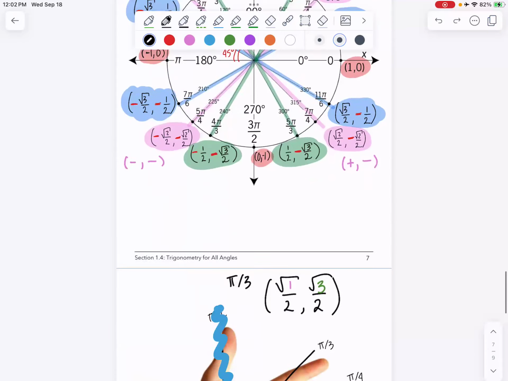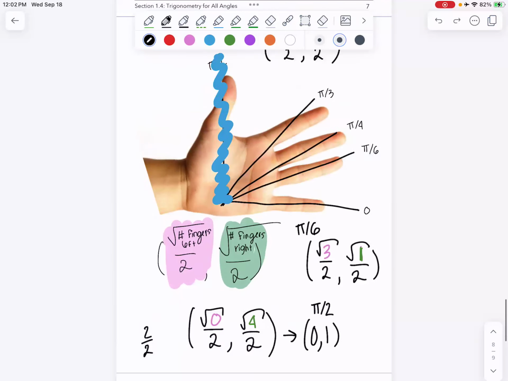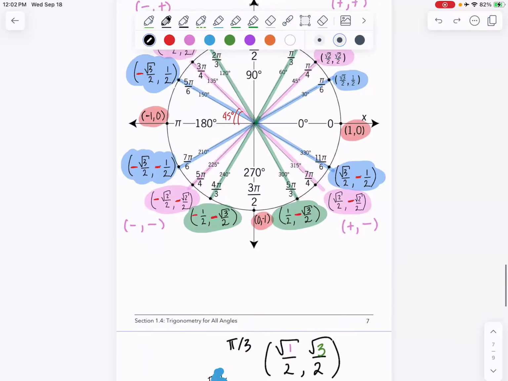Anyway, it's a fun, nifty trick. Great for memorizing. And that's all I have for this section.